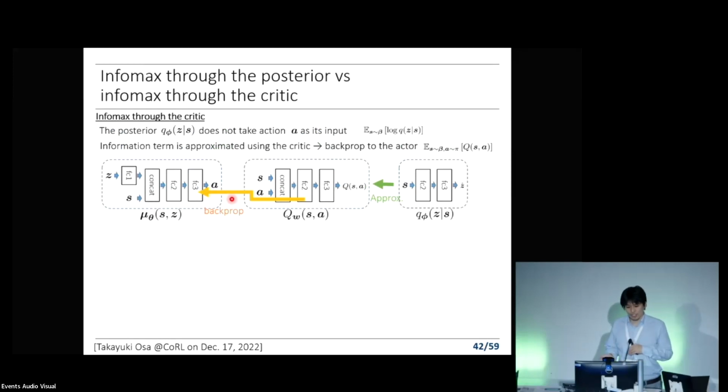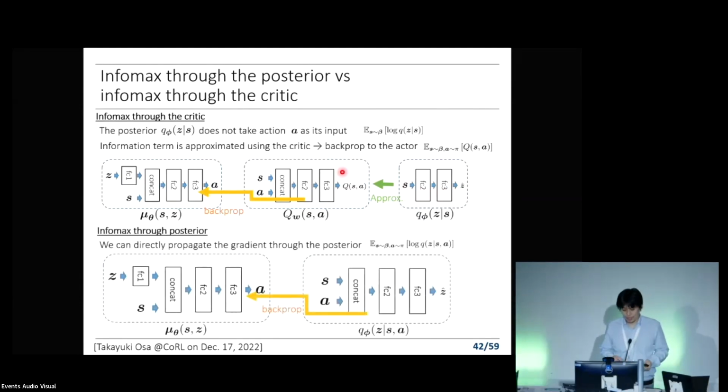This design choice brings another design choice. When we maximize the state-only mutual information, we consider the posterior given by this, and we maximize this log likelihood. However, this posterior does not take action as its input. So even if you want to maximize this objective, we cannot directly backpropagate the gradient from the posterior to the actor. So what we usually do is treat the output of the posterior as an unsupervised reward and approximate it using the critic. Then we backpropagate the gradient from the critic to the actor.